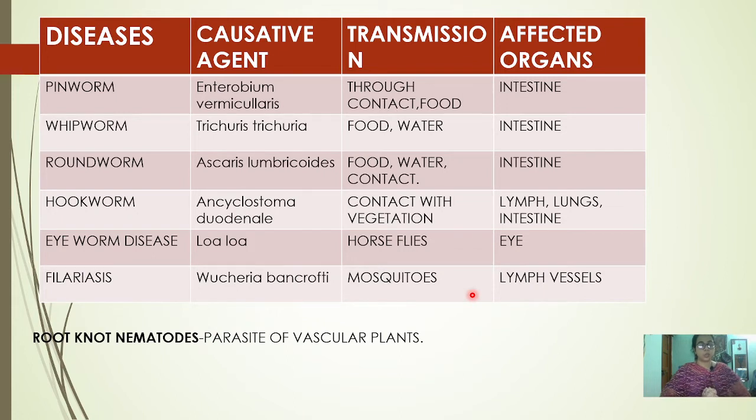One more thing I want to say: what is the difference between transmission and causative agent? This organism will cause the disease, but a certain medium is required to transmit it to the affected organ. So these transmitting agents may be food, water, or certain insects also. Do not get confused: if they are asking about the causative agent, then you should mention the nematodes. If they are asking the mode of transmission, then you should mention whether it is by food, and the affected organ of course you can say.